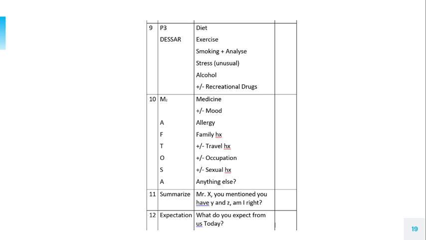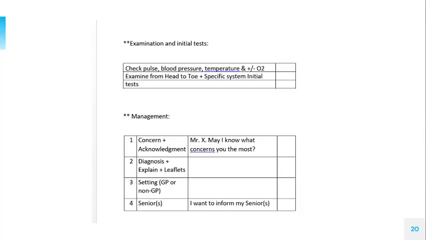And then before you move on to the next step, which is the examination step, ask expectations. What do you expect from us today? So the patient will tell you if they're expecting any kind of investigation or any kind of examinations, or if they don't have expectations, they will just say they just want to get better, which is also an expectation anyway. Then we move to examination and initial tests.